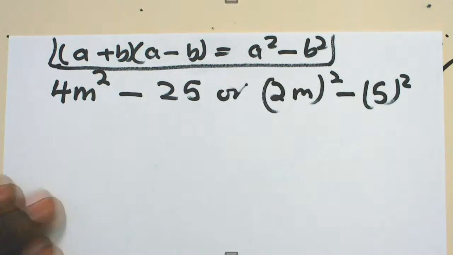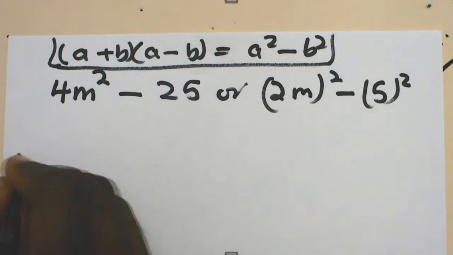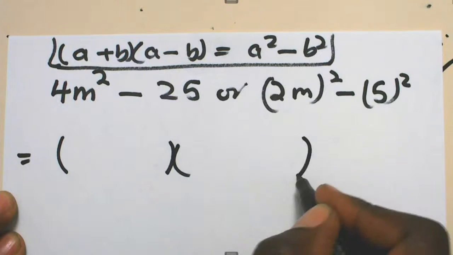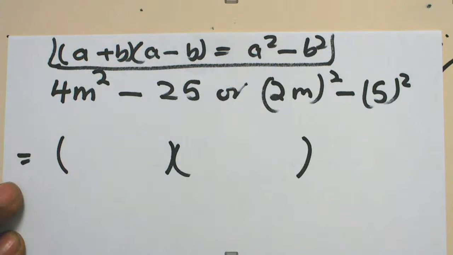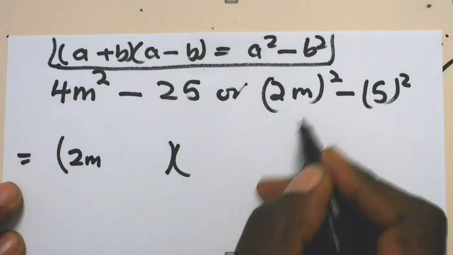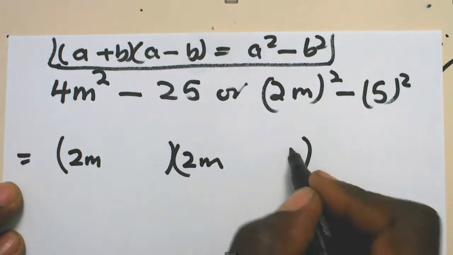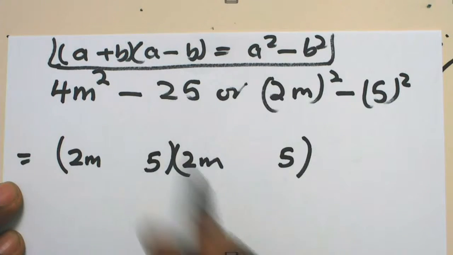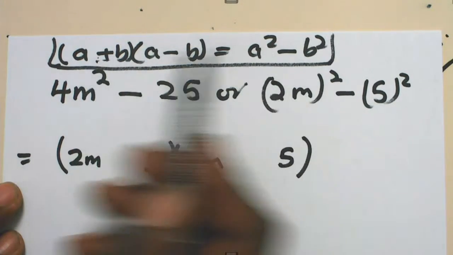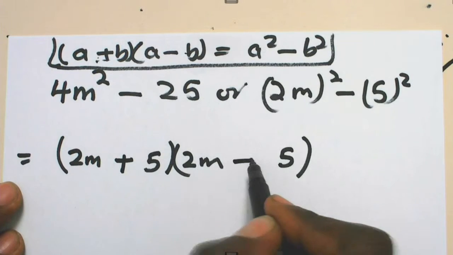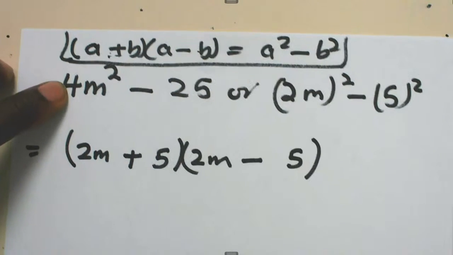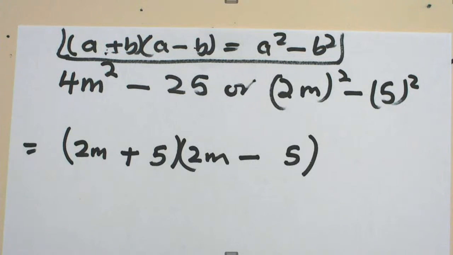That's very key. Since we have this now, it means our first bracket and the second bracket will have 2m, and also 5. Now, because we're using this, it will be plus and minus. Now, the factors of this difference of 2 squares will be this. You can also go in reverse, because we know factorization is the reverse of expansion. If you have expansion, you can factorize. If you have factorization, you can expand.